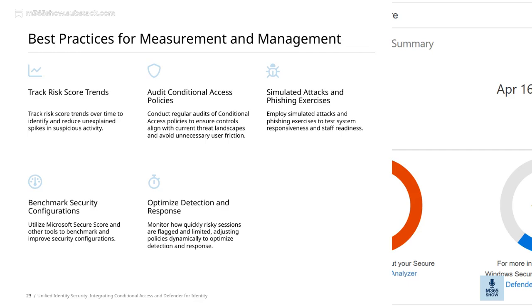Another critical practice is employing simulated attacks and phishing exercises. These tests help us evaluate how well our systems respond and how prepared our staff is to handle real threats. It's a proactive way to strengthen our defenses. We also need to regularly audit our Conditional Access policies. This ensures our controls stay aligned with the evolving threat landscape and also helps us avoid unnecessary friction for users. Balancing security and usability is always a challenge, but regular reviews keep us on track.